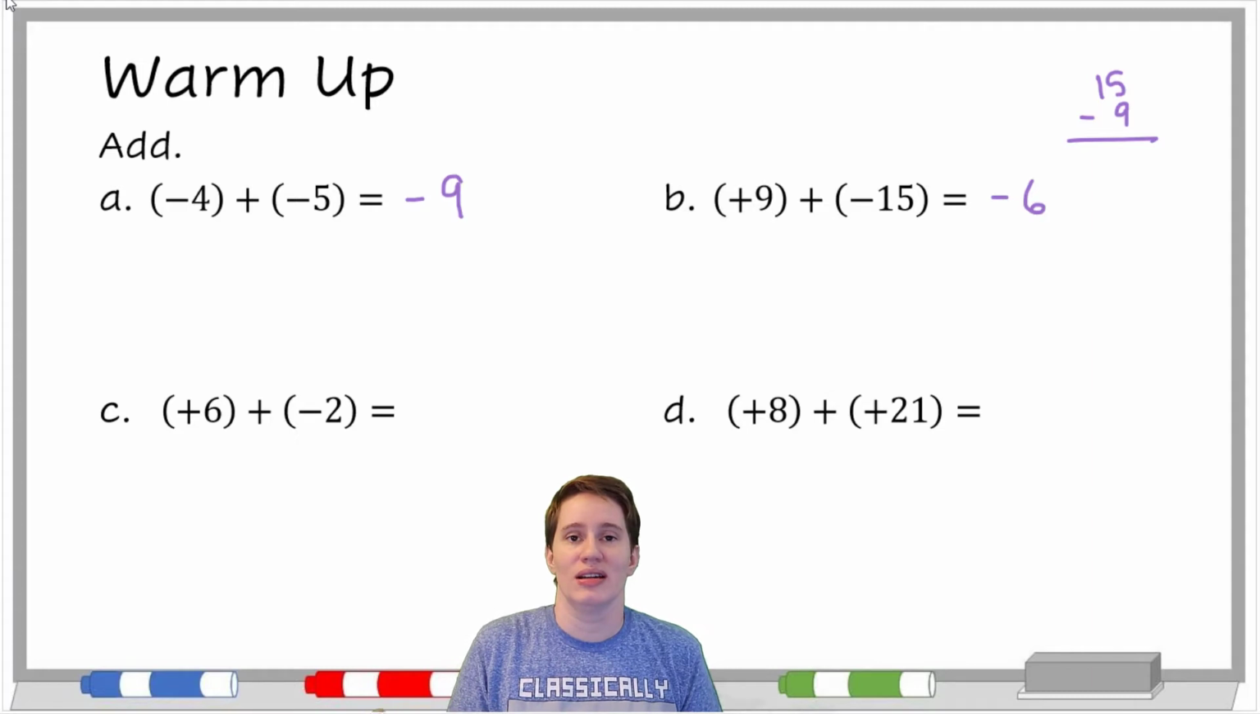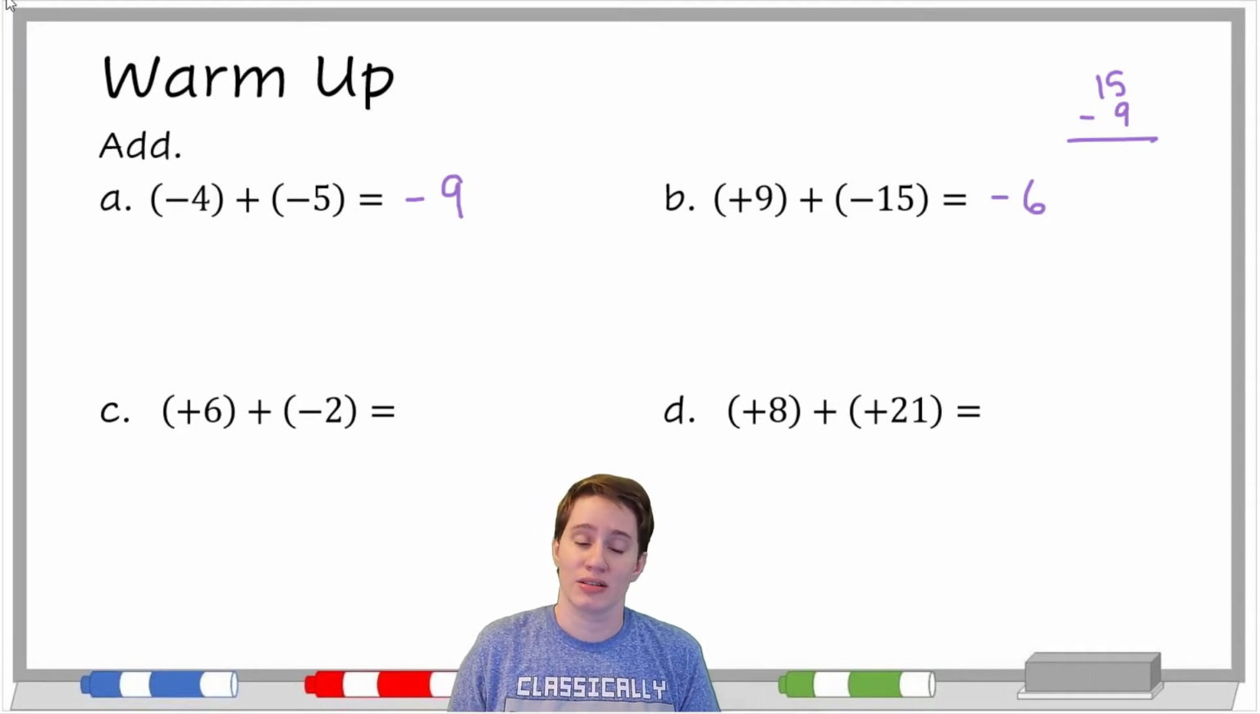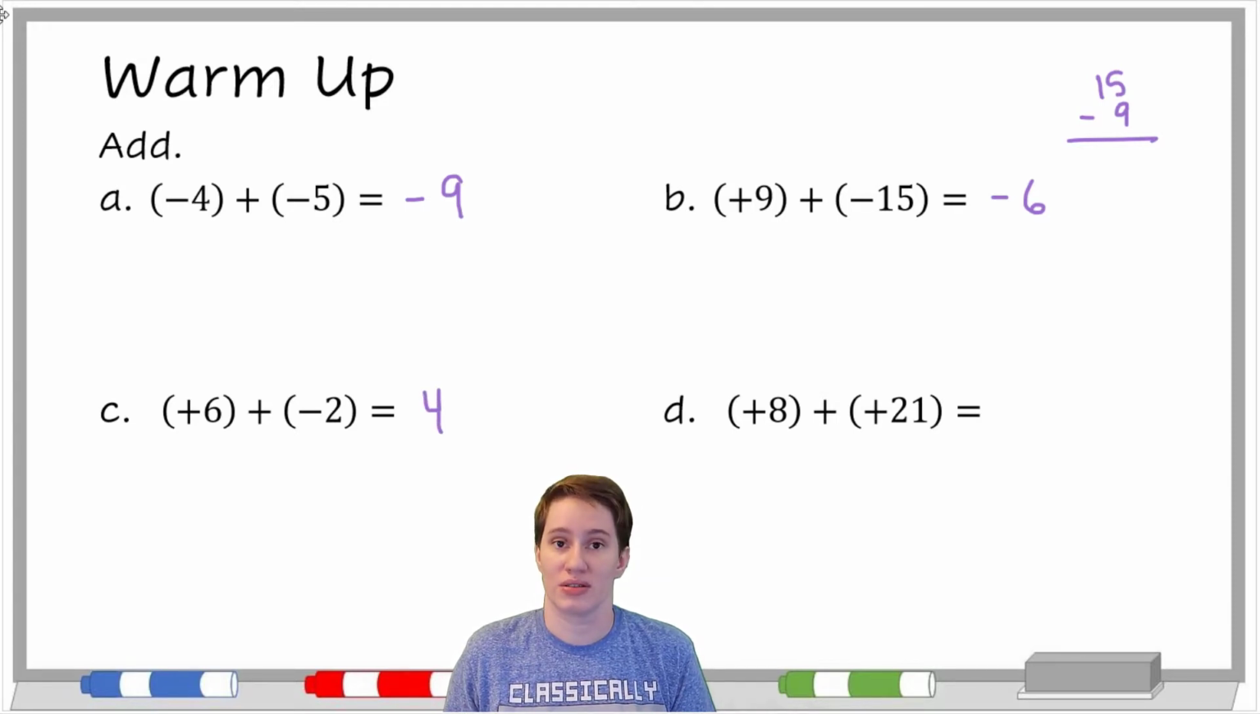So we're going to go into debt to try to give the 15 to whoever needs 15 of whatever it is they need. Let's look at the bottom left here at C. We've got +6 plus -2. So again, we have different signs, so we're going to subtract. 6 minus 2 gives us 4, and it's a positive 4 because the 6 there is the bigger number and is positive. So 4 is our answer.